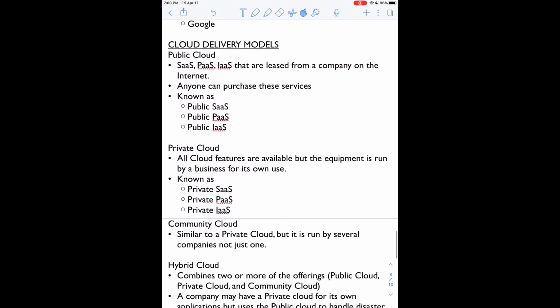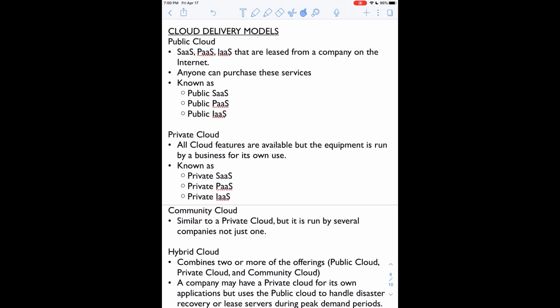So we have three ways of delivering these models to an organization. In the public cloud, we actually lease these resources, SaaS, PaaS, and IaaS, from a company like Microsoft or IBM or CenturyLink or Google, and we run them as they may sit in our data center. Or if there is a software as a service, it's just an email server out there. We don't really pay much attention to it, it just always sends email. Anyone can purchase these services. They're cloud-based or public.